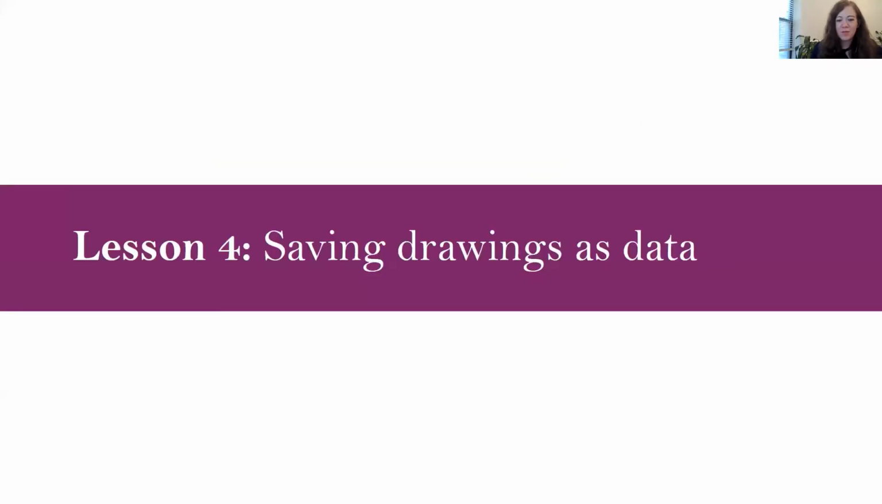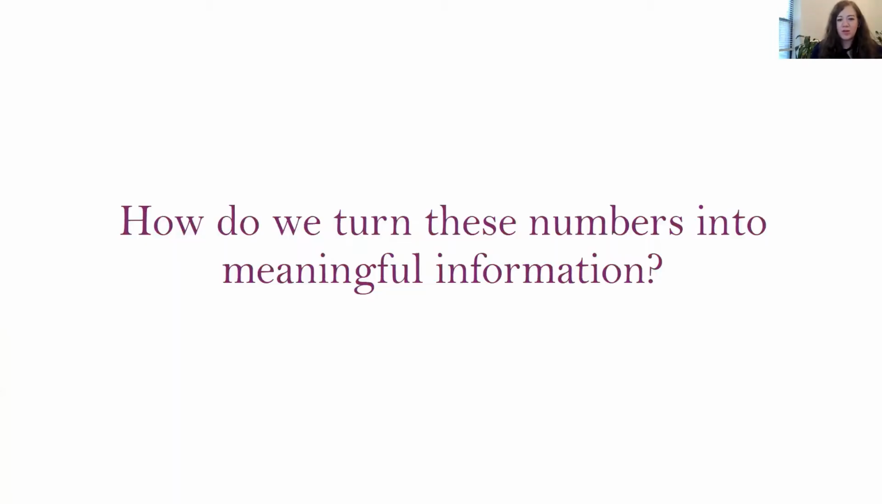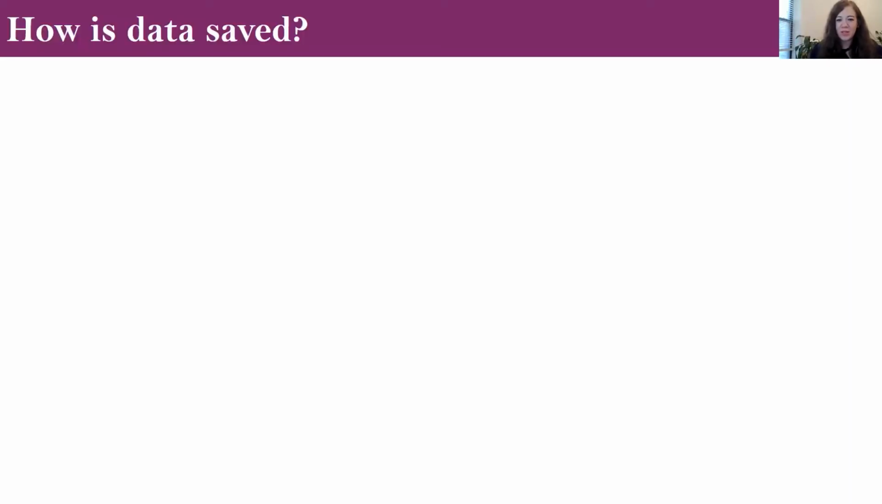In lesson 4, I'm going to tell you how to save these drawings as data. We get back these CSV files from either Amazon Mechanical Turk, your own web server, Cognition, or Cite Toolkit, whatever you end up deciding to use. But how do we turn these numbers and pieces of text in the CSV files back into meaningful information? What are the drawings and what are the mouse movements? To answer that, we need to understand how the data is actually saved.